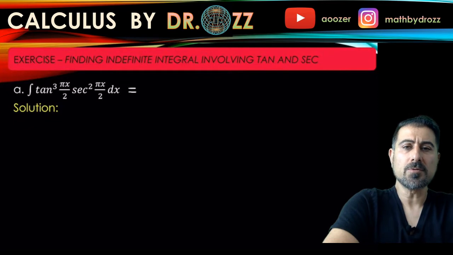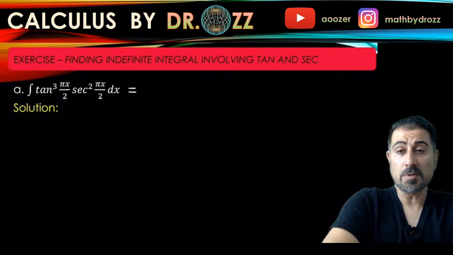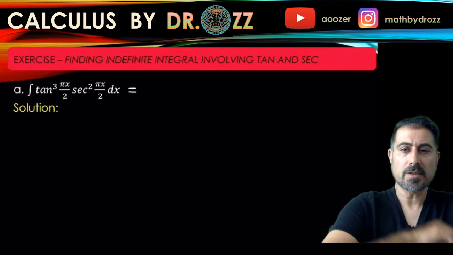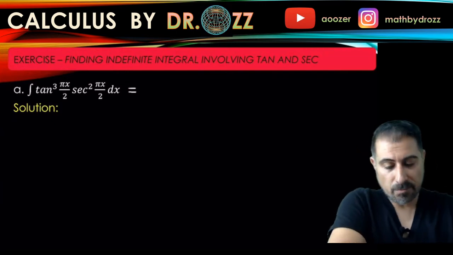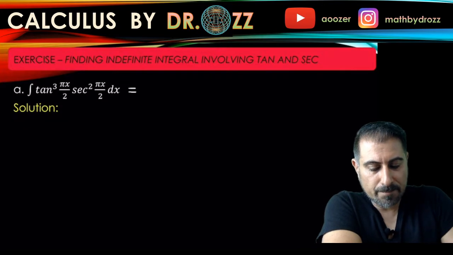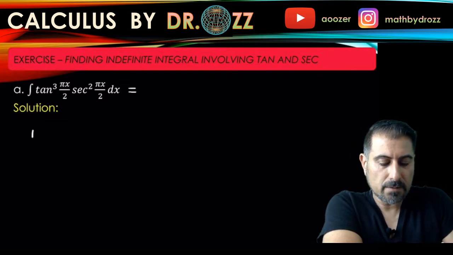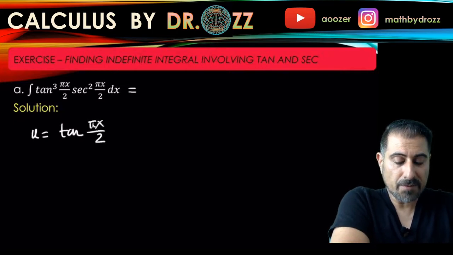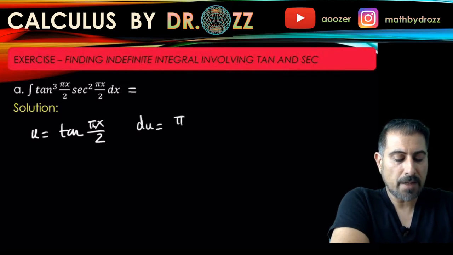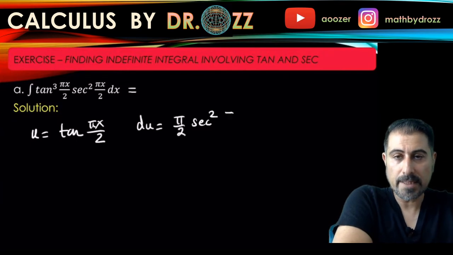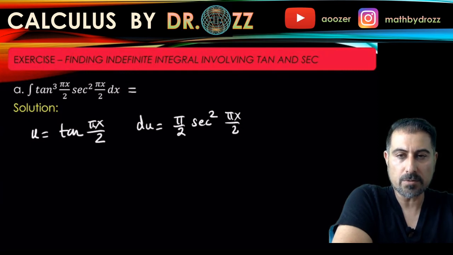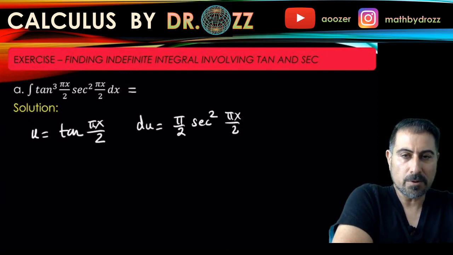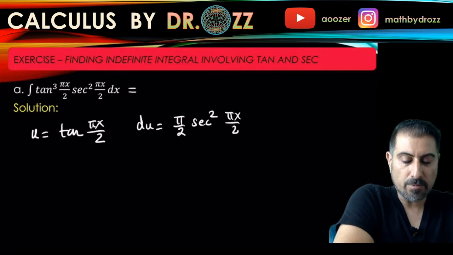Just one u substitution would be more than enough to convert this integral to something that we know how to integrate. So I'm going to call u to be tan pi x over 2, so that when I take the derivative of that, it's going to be pi over 2 secant squared pi x over 2. That's me using the chain rule. The outer function is tan, having the derivative secant squared. The inner function is pi over 2 x, having the derivative pi over 2. So that's a quick application of the chain rule.